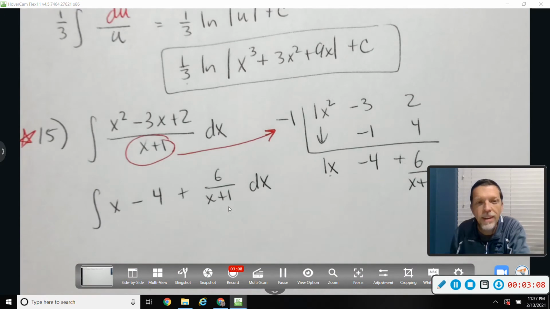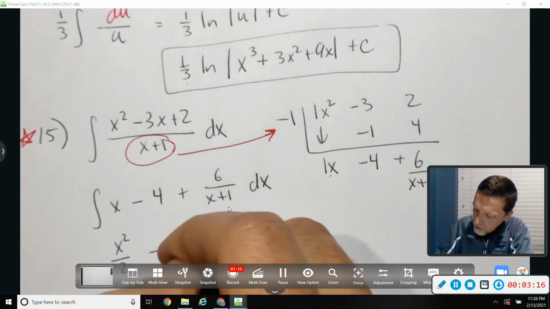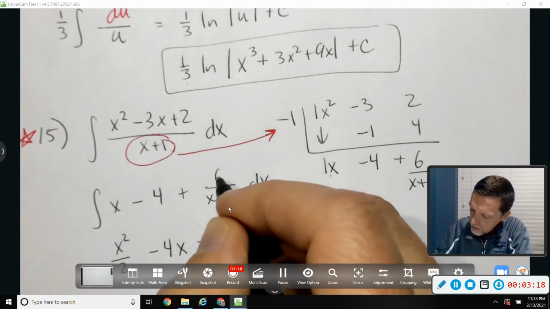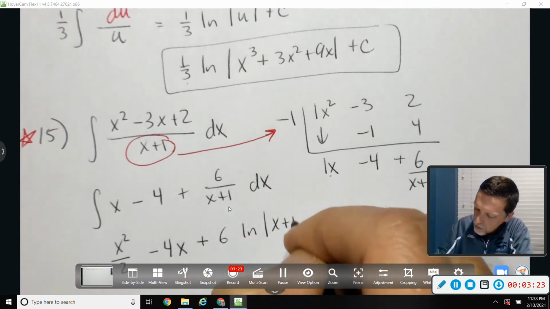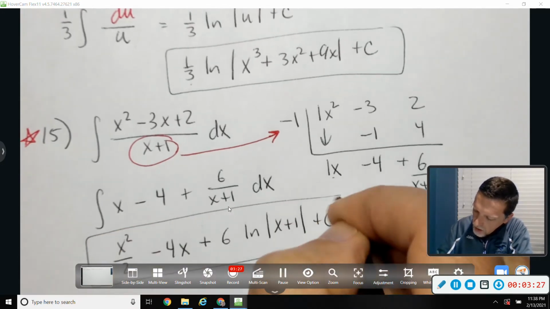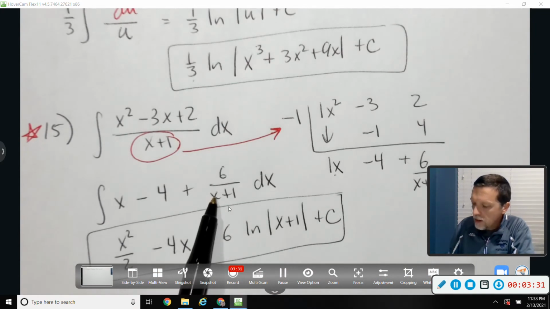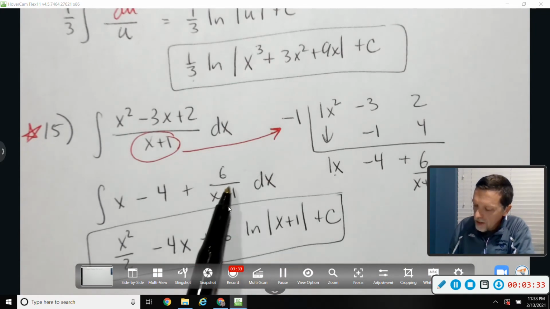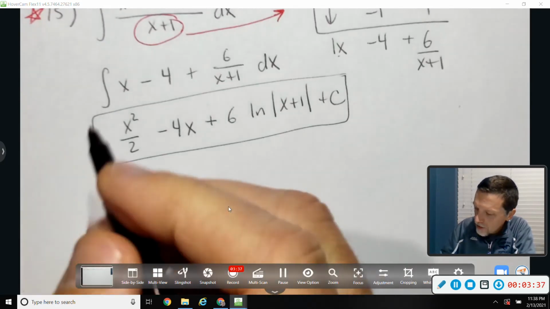So I still need to take the antiderivative of that, but now it's in a much better format for me to do that with. So x squared over 2 minus 4x plus, if I bring the 6 out front, it would be natural log of x plus 1 plus c. If you need to, you let u be x plus 1. Du is just dx, and it's pretty easy as far as natural logs go.